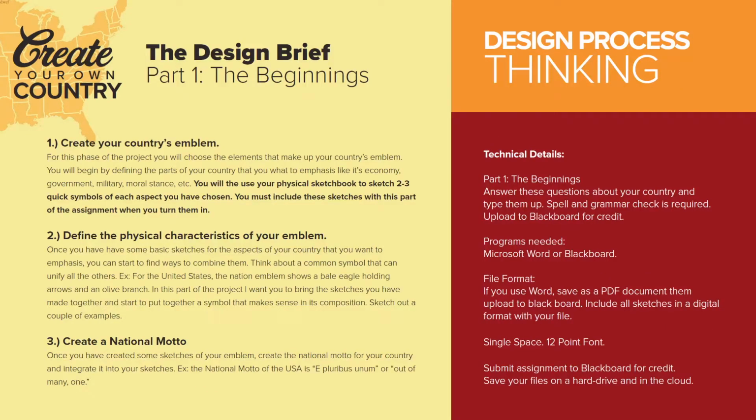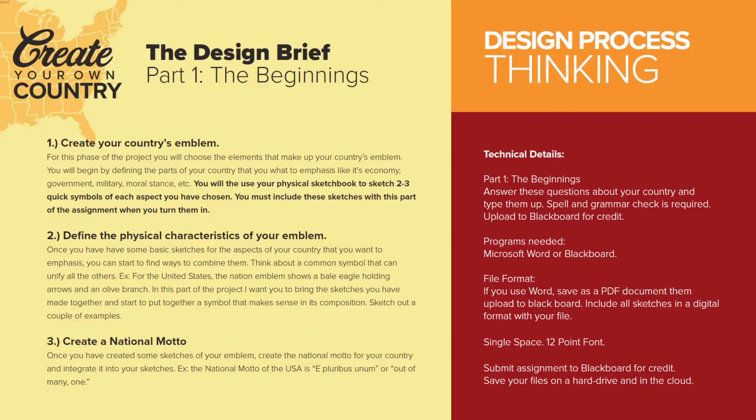So part 1 of your project, the beginnings of this project, you'll create your country's emblem. For this phase of the project, you will choose the elements that make up your country's emblem. You will begin by defining the parts of your country that you want to emphasize, things like the economy, the government, military, its moral stance if it has one, etc. You don't have to necessarily use these suggestions. These are just examples that you want to highlight, things about your country.